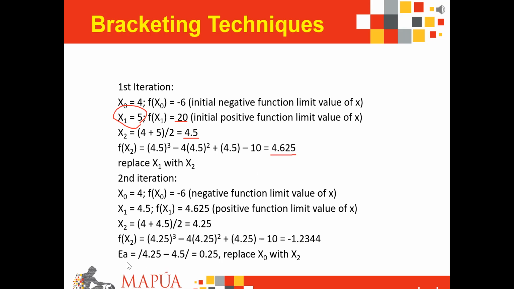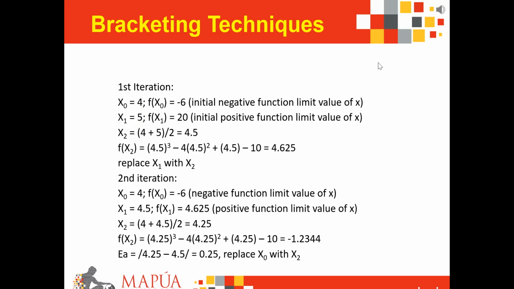Afterwards, we solve for the absolute error, which is the criteria, by comparing our two calculated values of x2, which is the new calculated value and your previous computed value, giving us an absolute difference of 0.25. This absolute error obviously does not satisfy our terminating condition. So we then replace one of the bracket values again. And as it turns out, this respective f(x2) is negative. Therefore, I will replace the negative function limit value of x, which is x0, with x2.